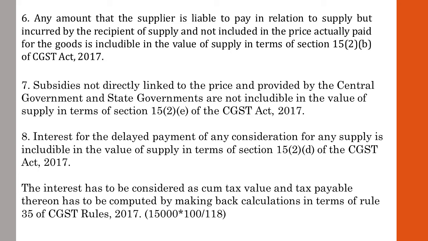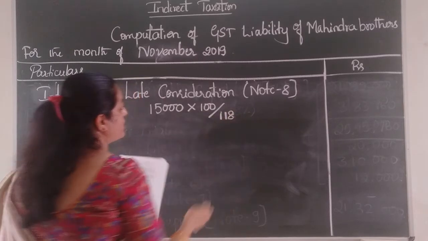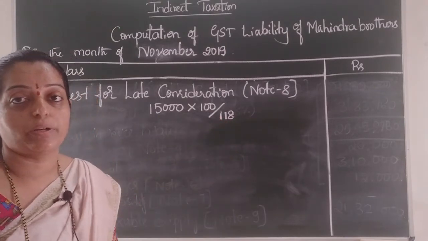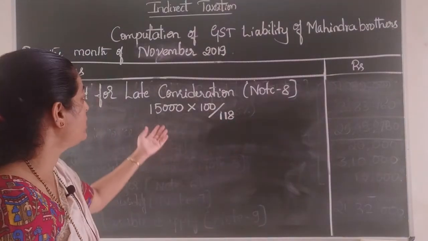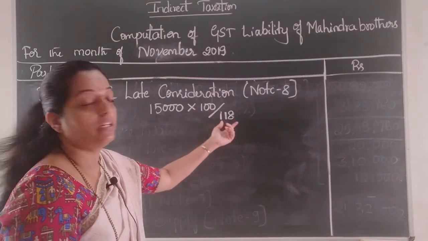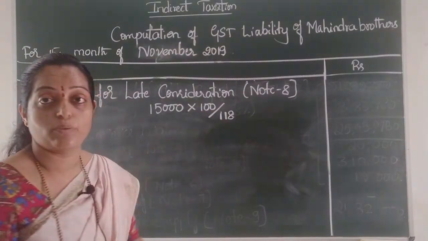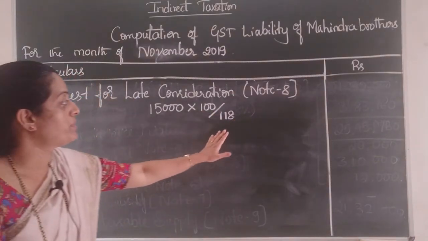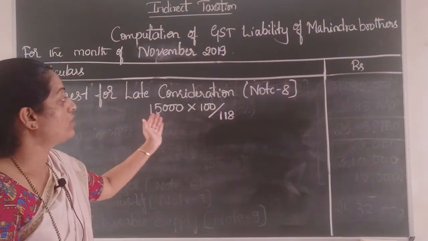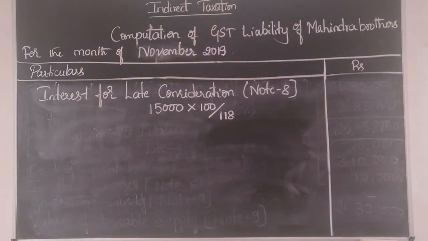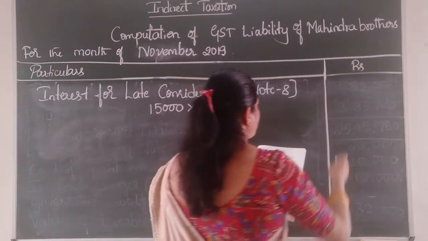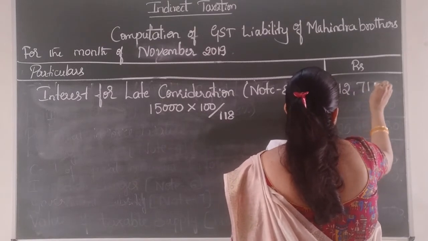15,000 is the interest paid by P, multiplied by 100 divided by 118. For example, if any problem gives 9% instead of 18%, you have to take 100 by 109. Suppose it is 12%, then 100 by 112. In this problem, they have given 18% as the IGST. So back calculation we should make for the interest for the late consideration, that is 15,000 into 100 by 118. So the amount is 12,712.